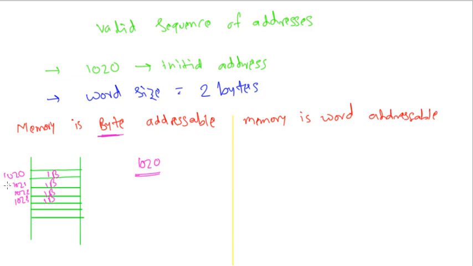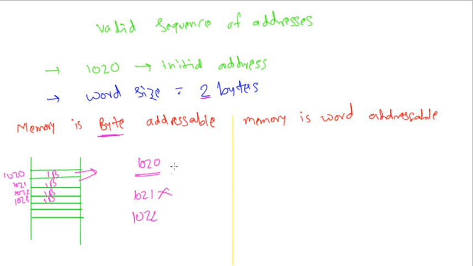Can the CPU have the address 1021? Can the CPU place the address 1021? The answer is no. Why? Because the word size is 2 bytes, so the CPU will be accessing 2 bytes. Whenever it says 1020, it will access the 2 bytes 1020 and 1021. So the next address will be 1022, not 1021.